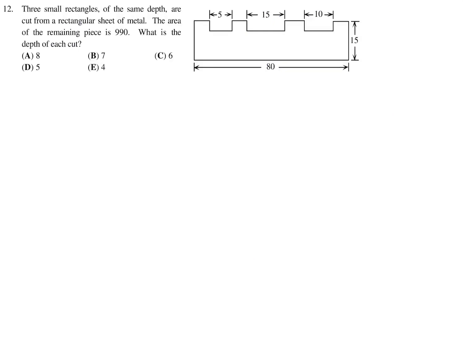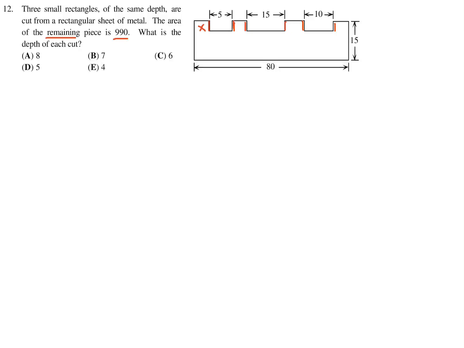3 small rectangles of the same depth are cut from a rectangular sheet of metal. The area of the remaining piece is 990. What is the depth of each cut? So the cuts are right here. I'll draw them in red. That's the depth of each cut, right? And they're saying all of those cuts are the same depth. So I'll call each depth, or each cut, x in terms of its length.